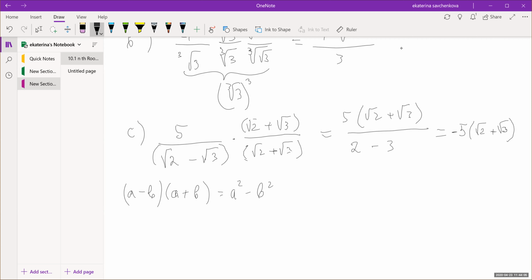And you see, I totally eliminated denominator. Usually it's not going to be the case. You can still have something in denominator, but it's not going to have anything with square roots.